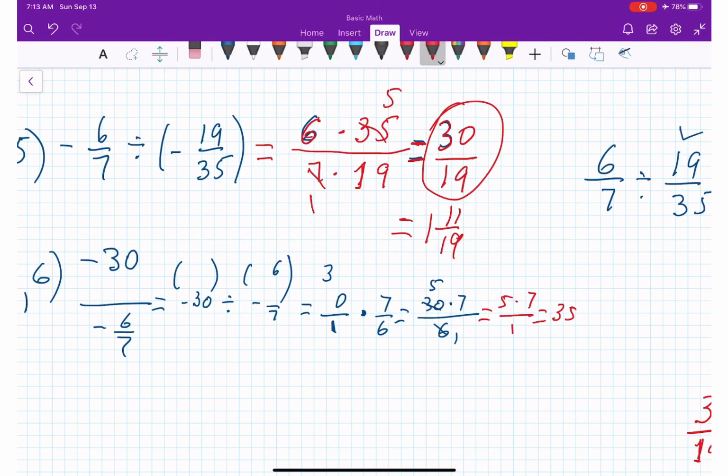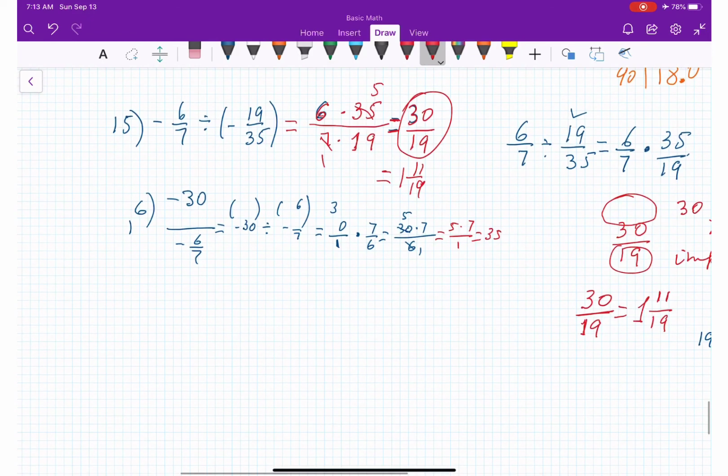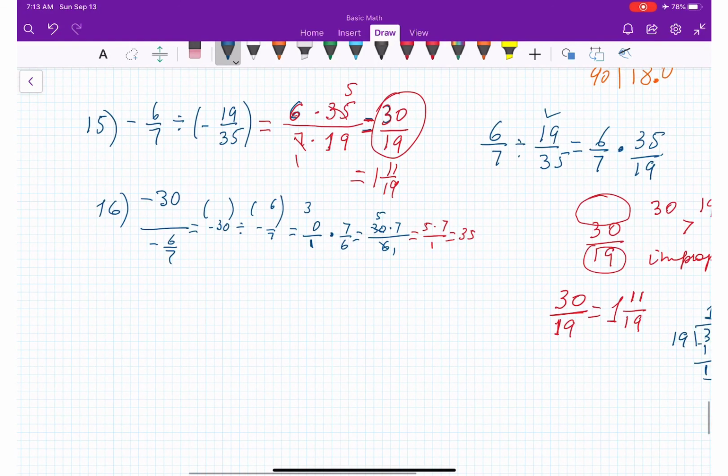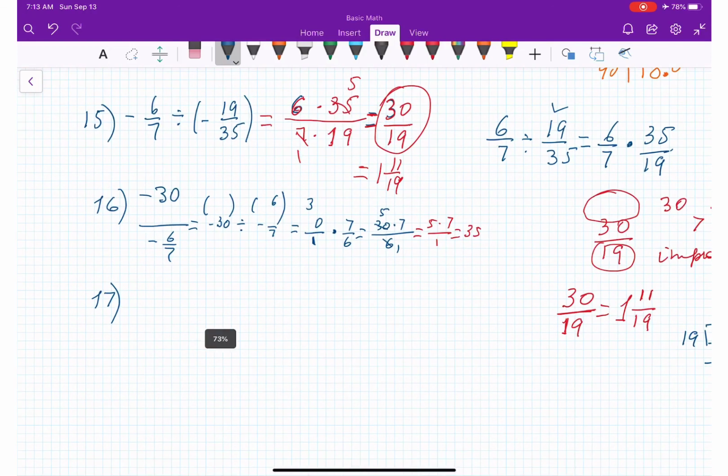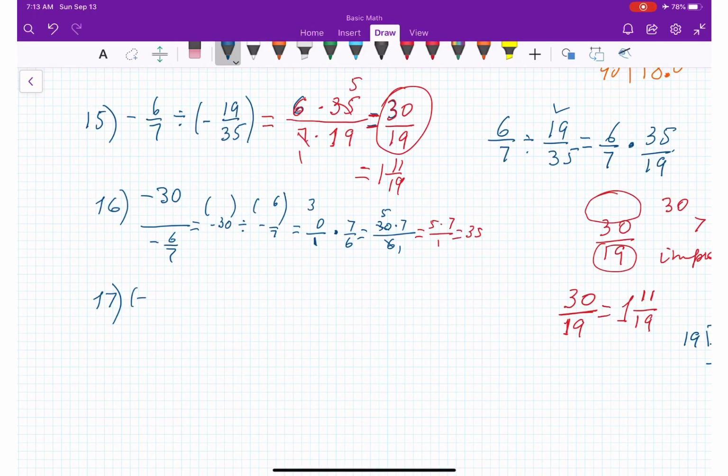Next one, question number 17. Negative 81 divided by negative 9. Okay, negative divided by negative, so both signs are the same. Therefore, it's going to be positive. And 81 divided by 9 is 9.